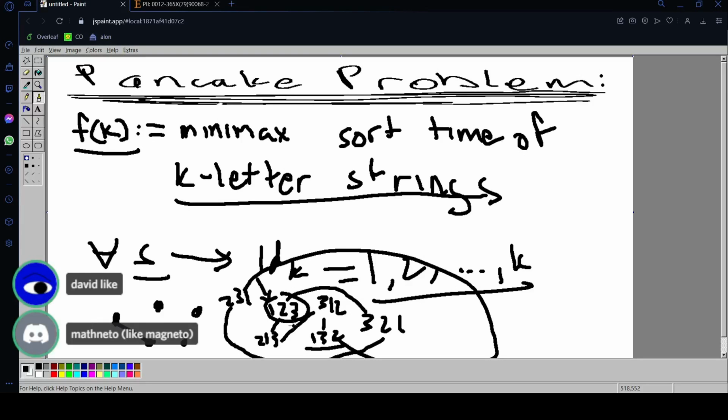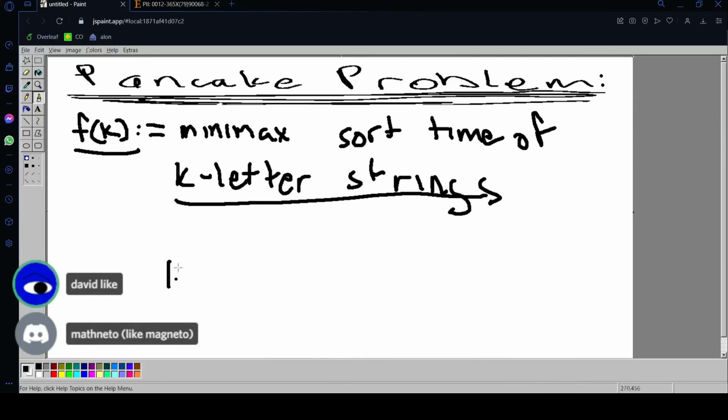So f of 3 is 3, because if you redrew this graph better, it would just look like this, right? Everything can be reached with a path of 3, and that's required to reach the one over here. But anyway, we've got f of k, and the pancake problem is just asking to determine f of k and get good bounds for it.